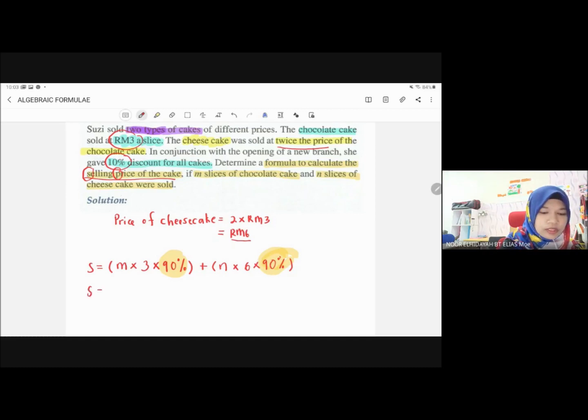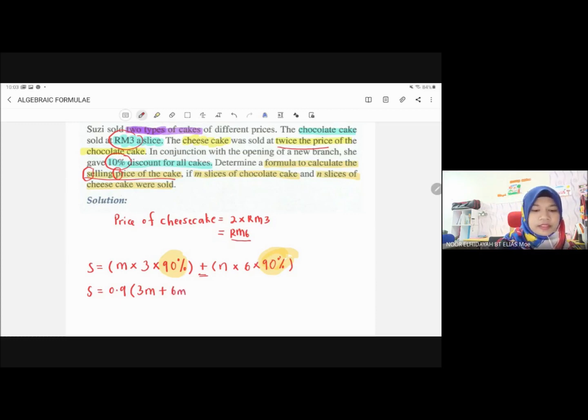I show you how to solve it. Here you have 90% is 0.9. 90% is 0.9. And then M times 3 is 3M. M times 3 is 3M. Plus N times 6 is 6N.